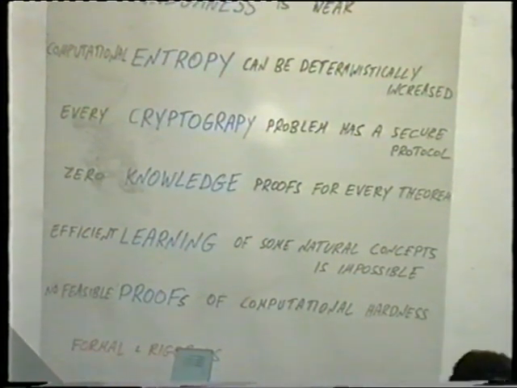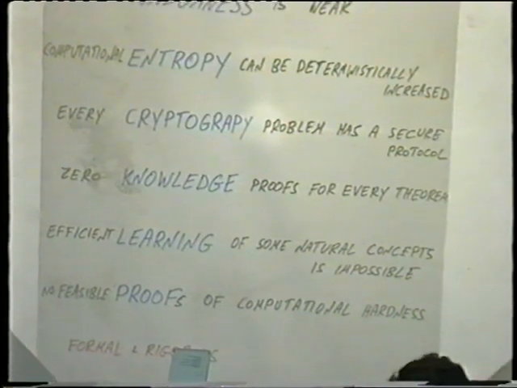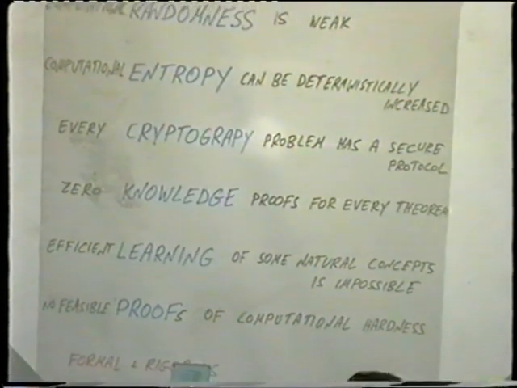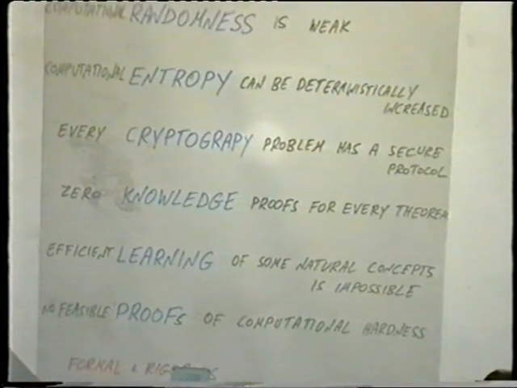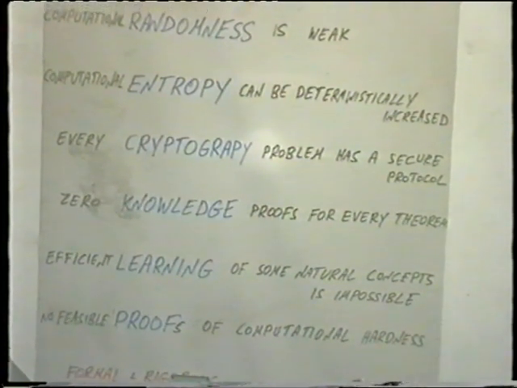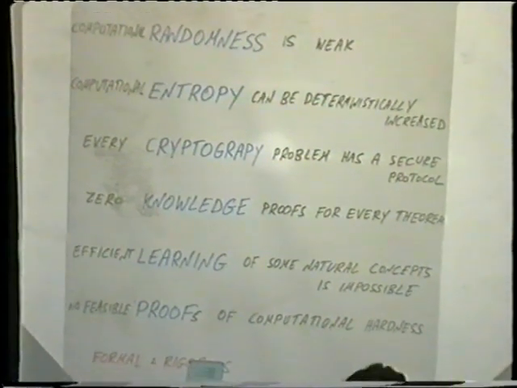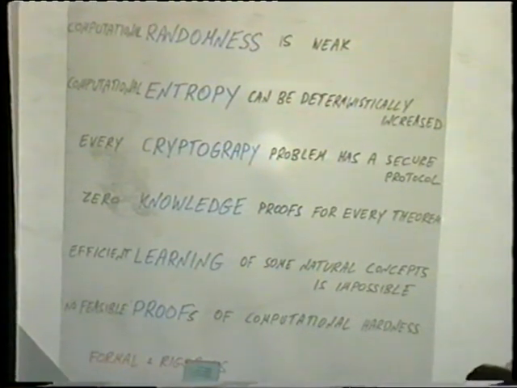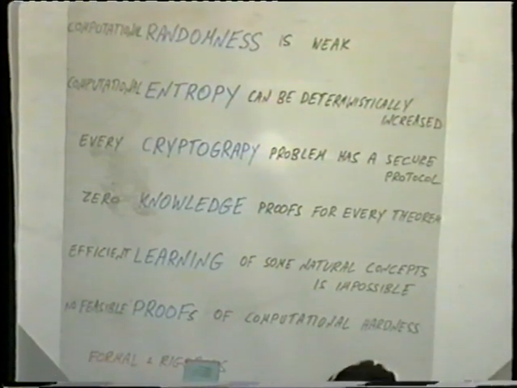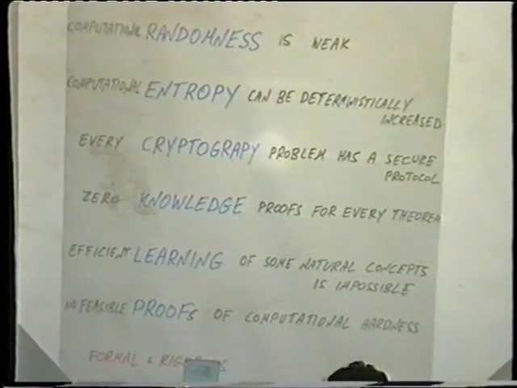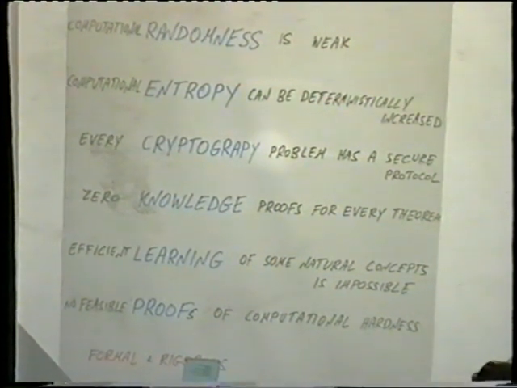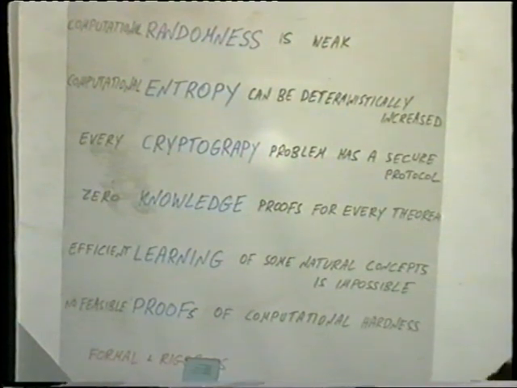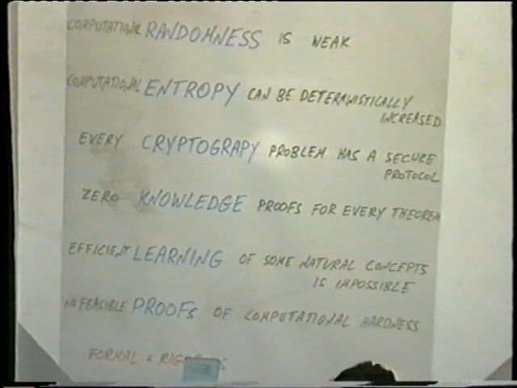They are not just... that entropy can be deterministically increased against our intuition, that every cryptographic problem, and maybe I'll talk about that, has a solution, has a secure protocol, that every statement can be proven in a zero-knowledge way, in a way that reveals nothing about its proof, that efficient learning of concepts, as we do about tables or cats, is impossible about some other natural concepts.